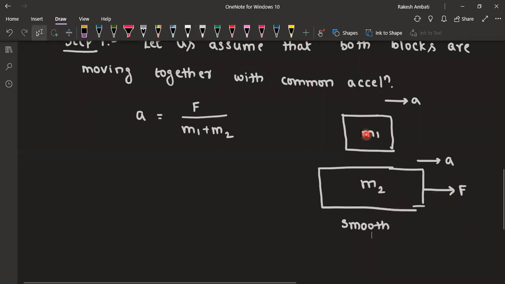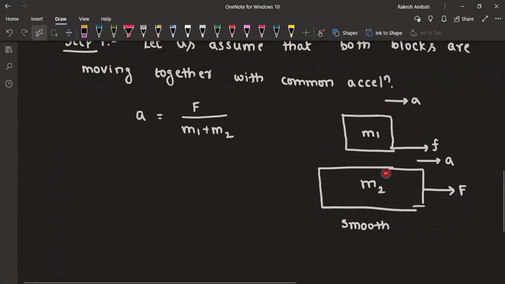Okay. So in the case of M1, now what is the driving force? M1 is moving rightward with acceleration A. But in the case of M1, there should be some driving force present, because of which it is moving with acceleration. So it is frictional force. So in the case of M1, what is the direction of frictional force? Forward or backward? Rightwards, forward. Perfect. So in the case of M1, frictional force is rightward.